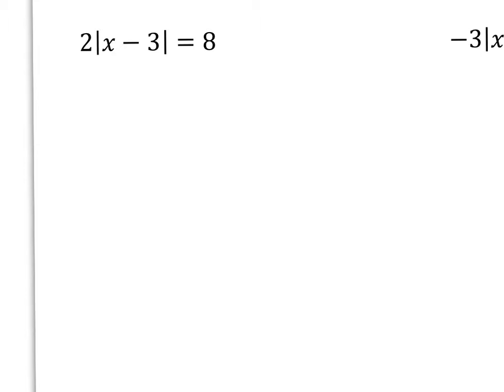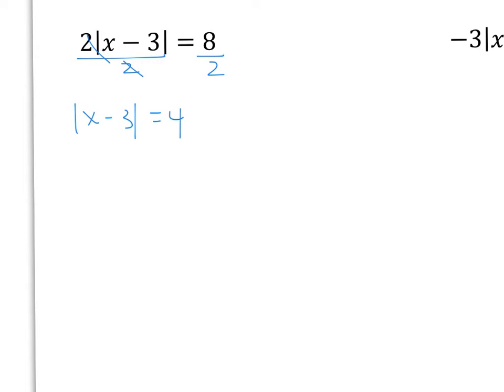However, we can't write our two cases until we isolate the absolute value. So we must get rid of this 2 that's being multiplied in front of the absolute value of x minus 3. In order to undo the multiplication of 2, we're going to divide by 2 on both sides. And when I do that, I get the absolute value of x minus 3 equals 4.